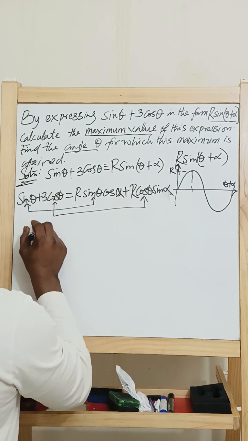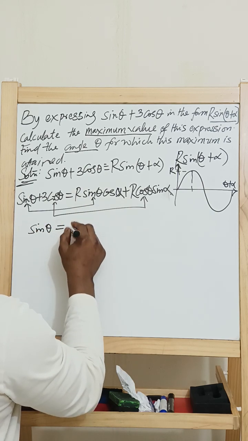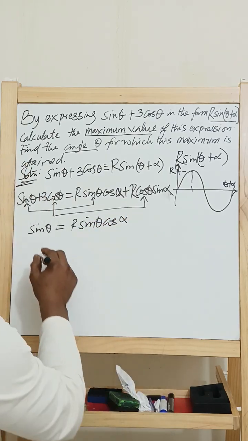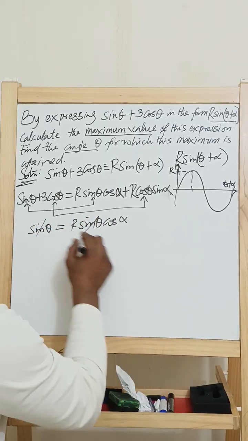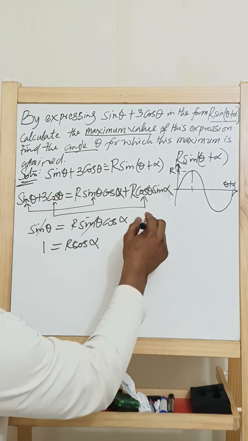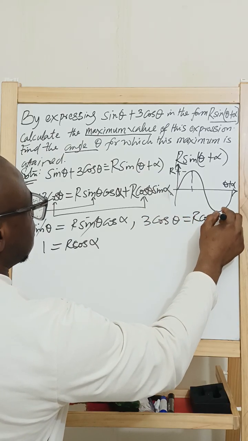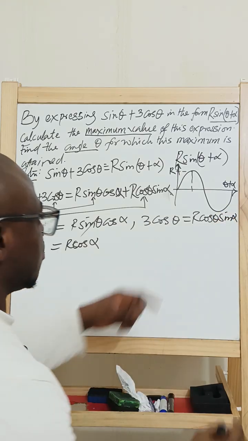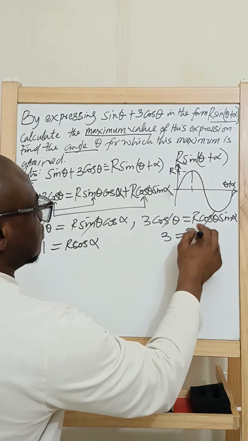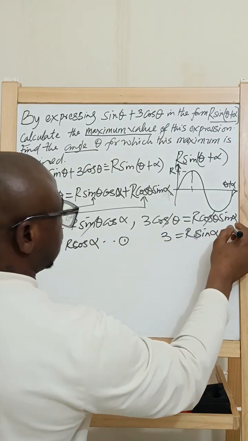So for the first one, sine theta equals r sine theta cos alpha. The sine theta cancels, and 1 equals r cos alpha. For the second one, 3 cos theta equals r cos theta sine alpha. The cos theta cancels, so 3 equals r sine alpha. Let's call this equation 1 and this equation 2.